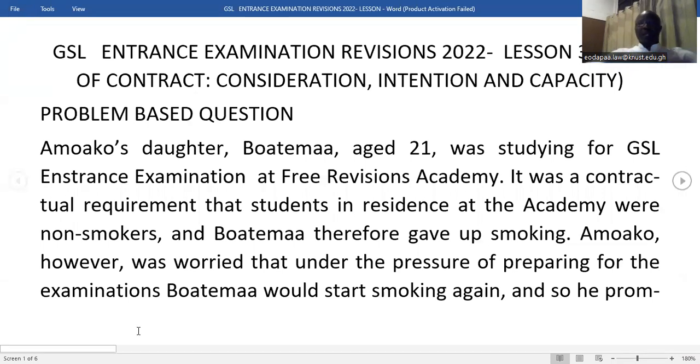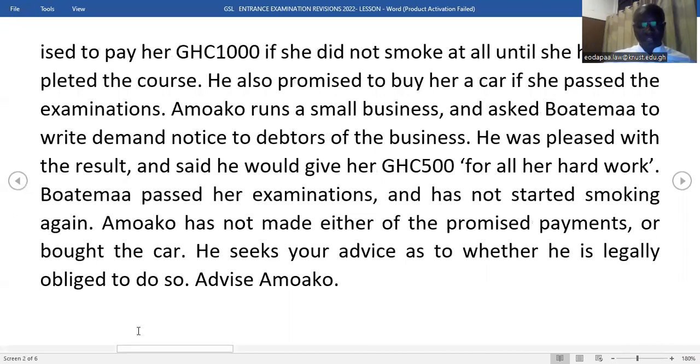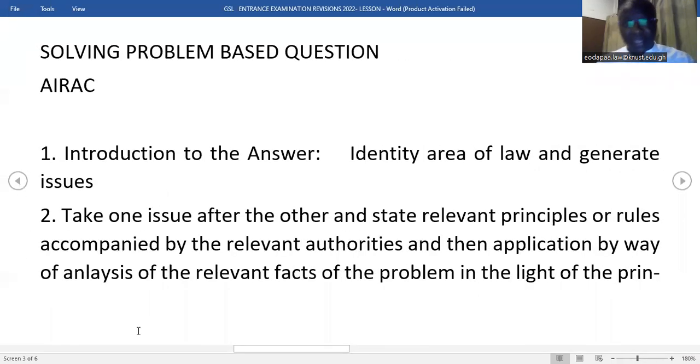Okay, so if you read the problem 2 times, you understand the story, and as you read it, it will start ringing bell in your mind in terms of the relevant areas of the law. So this one, you've already read it 2 times. I presume we remember the story. So as I indicated, in solving a problem-based question, we must have introduction to the answer. And if you look at what examiners look for in every type of question, including problem-based question, they would like introduction.